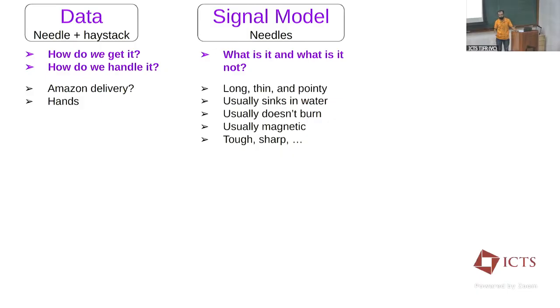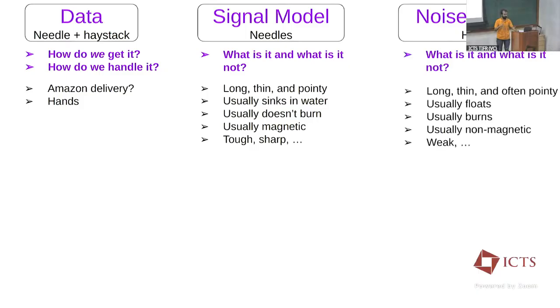The other thing you need to know is what you don't want, which is the noise model, or in this case, it is the hay. So again, the same question, what it is and what it is not. It is also long and thin, which is why it's a very pesky noise source, because it is similar to the things we are looking for. And it is also pointy, but some things which it is usually not is that it floats on water, unlike needles. And it usually burns, and it is usually non-magnetic unless it is contaminated by, let's say, iron-rich soil. And it is weak, unlike needles.